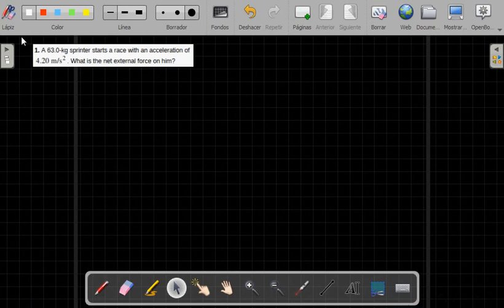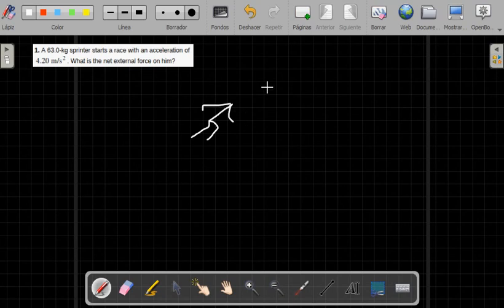And the first thing that I recommend to you is draw. Draw the situation that you have there, and that will make things easier for you. Siempre traten de dibujar la situación que tienen allí, y eso, la verdad, les va a ayudar un montón en sus ejercicios. So we have the sprinter right here, starting a race.